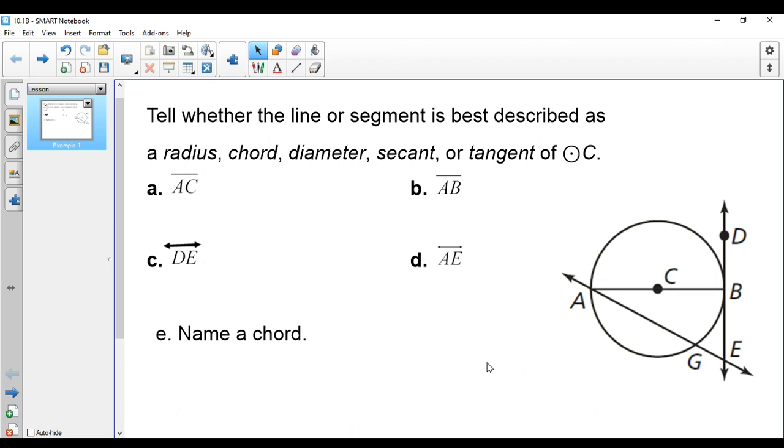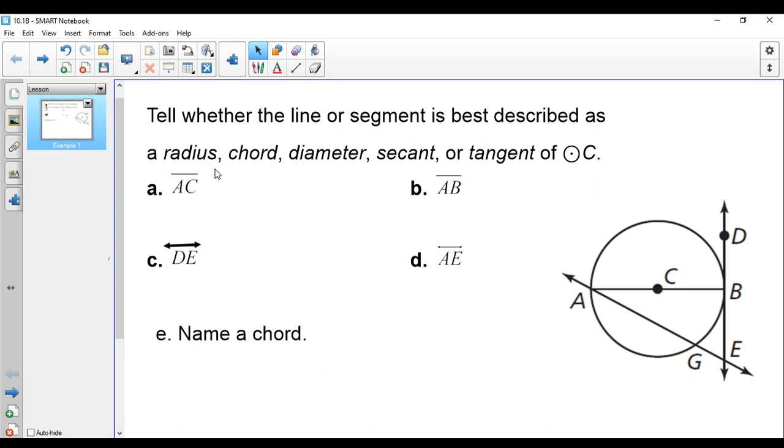All right, so tell whether the line or segment is best described as a radius, chord, diameter, secant, or tangent of circle C. So let's start with letter A. Letter A is asking about segment AC.